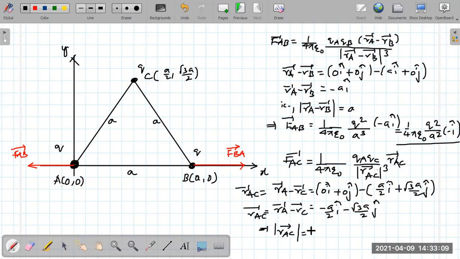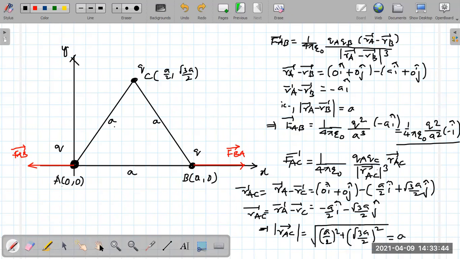Nachiket, can you tell this? Yes, sir, it will be under root of minus A by 2 whole square plus minus root 3A by 2 whole square. Yes, it will be simply nothing but A. From the diagram, you can simply say that this will be A, because the separation between them is directly given as A over here. Yes, sir. The value of A, this distance. So we got this as A.